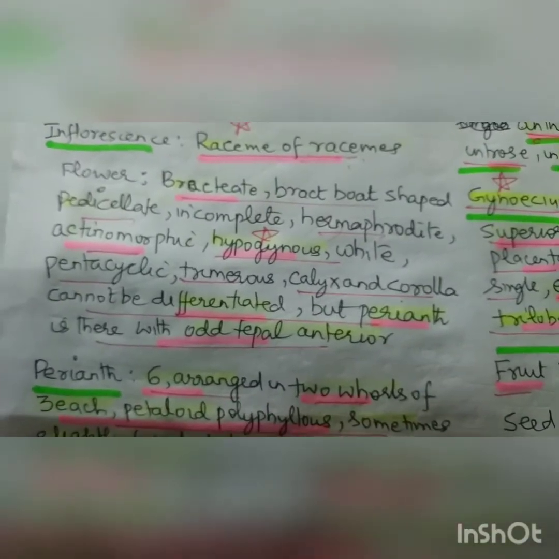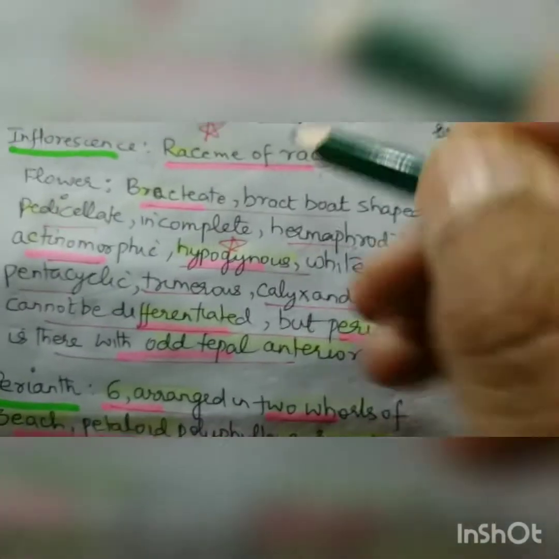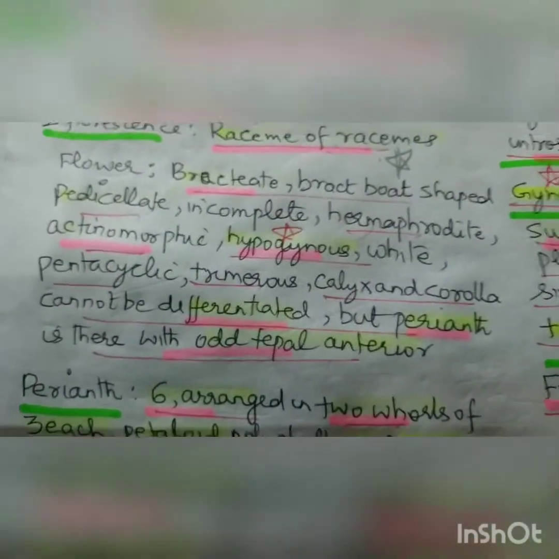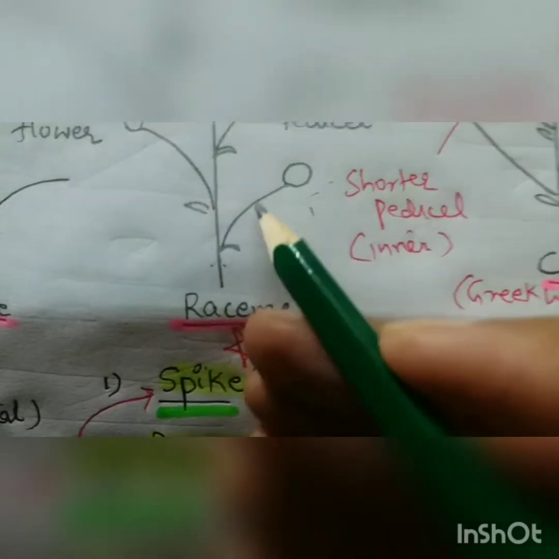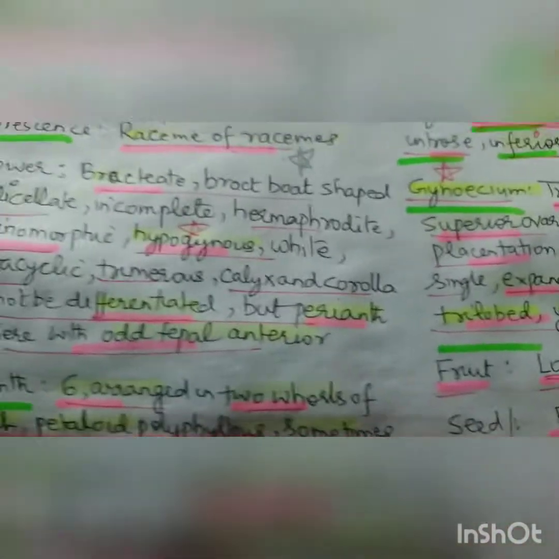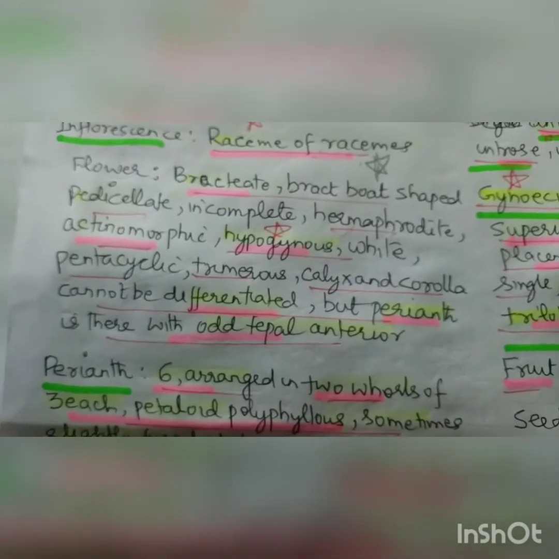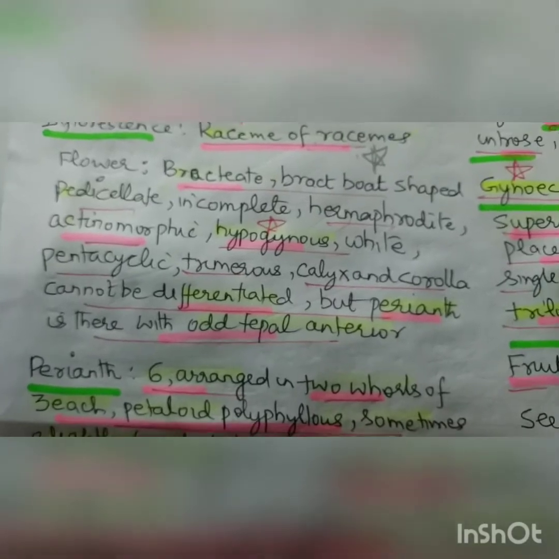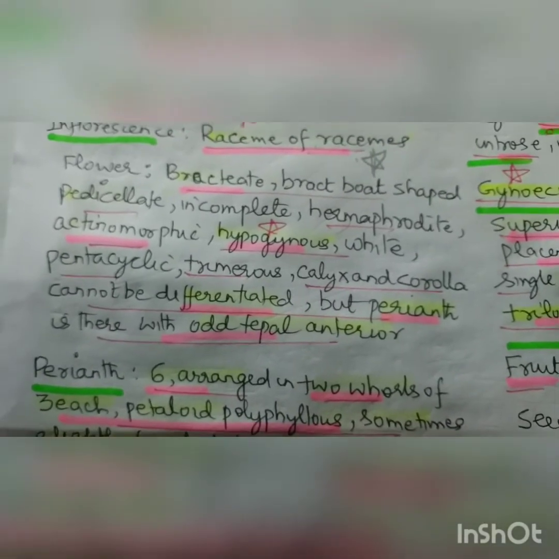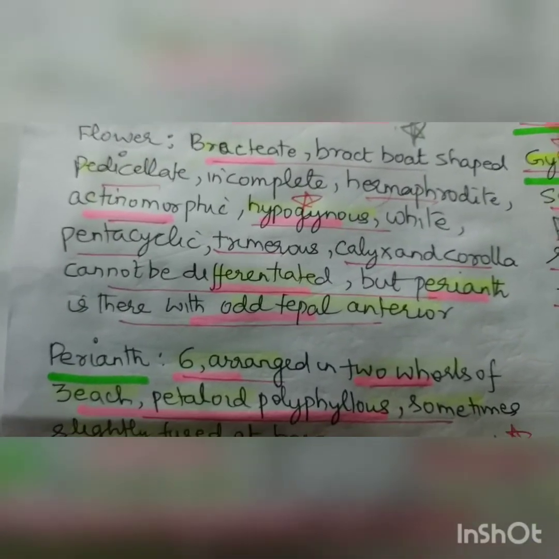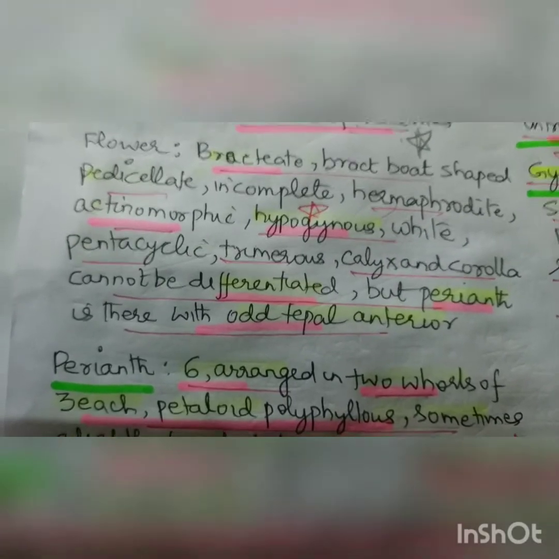Anyhow, we are coming back to our flower, that is bracteate. Bracts are boat shaped. This question will come: in which family are the bracts boat shaped? So it is Liliaceae. Pedicellate, because I already told you it is raceme, and in raceme this is pedicel. Then we have incomplete, hermaphrodite, actinomorphic. Hypogynous condition we did in before families in detail, where the ovary is superior and the other parts, the perianth parts, are inferior by default.